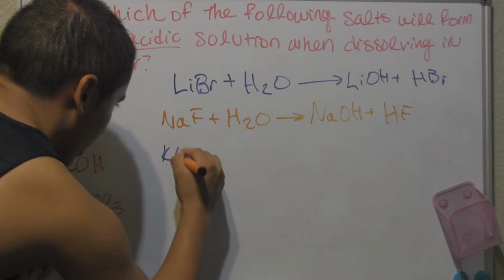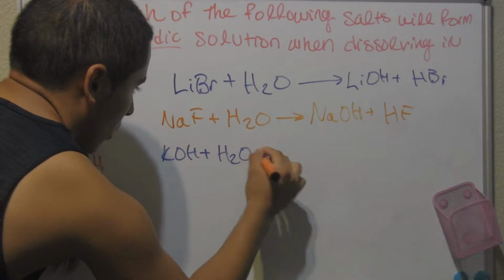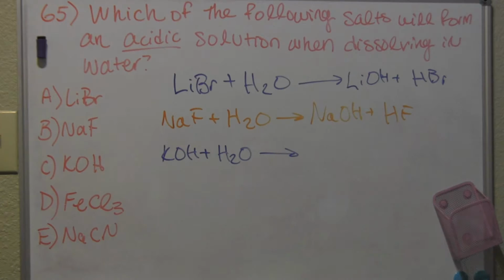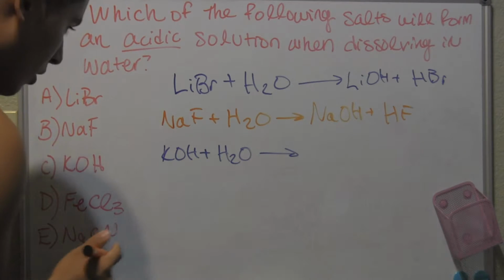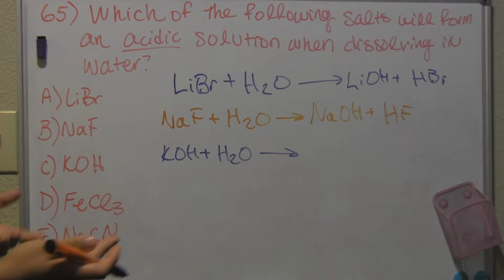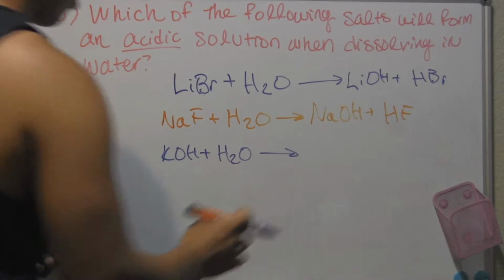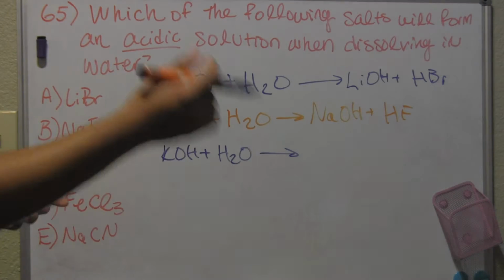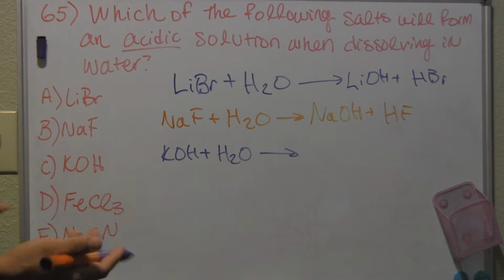So we have potassium hydroxide, and we're mixing it with H2O. So when mixing these two together, potassium hydroxide is a strong base. Okay, so it's really not going to bond to make anything with water. It's just going to dissociate into potassium and hydroxide, which is called ionization.